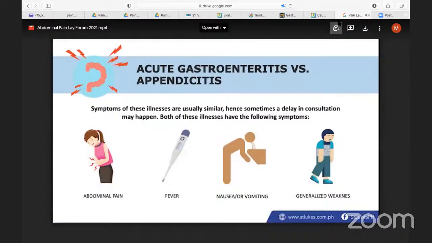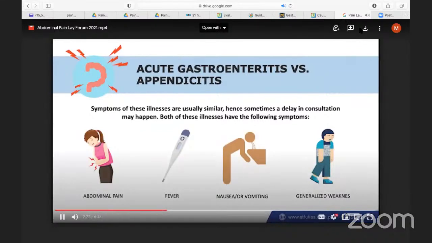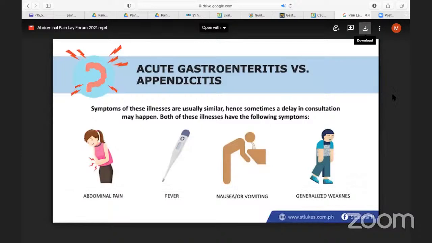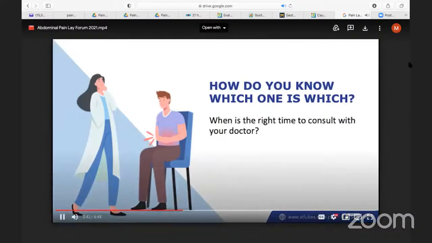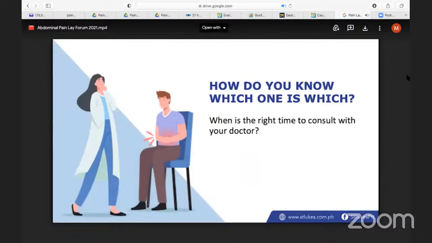Symptoms of these illnesses are usually similar. Hence, sometimes a delay in consultation may happen. Both of these illnesses have the following symptoms: abdominal pain, fever, nausea and vomiting, and generalized weakness. Given the similar presentation of the two diseases, how do you know which one is which? Another important question is that when is the right time to consult with your doctor?